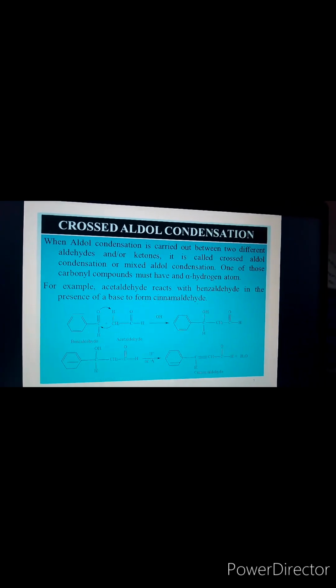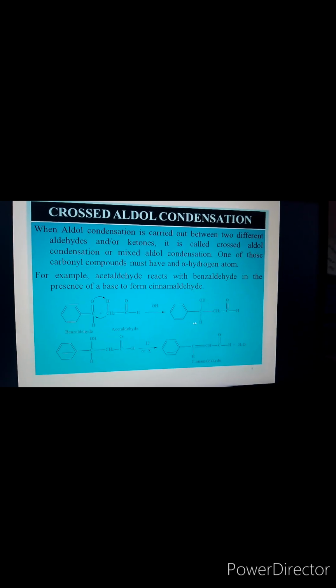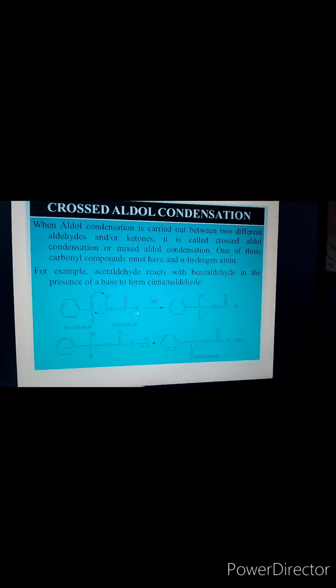Then our second reaction is cross-aldol condensation. This cross word indicates that there is a presence of two different aldehydes or two different ketones. When we take two different aldehydes like acetaldehyde and benzaldehyde in presence of base, they form a third category of aldehyde, that is cinnamaldehyde.